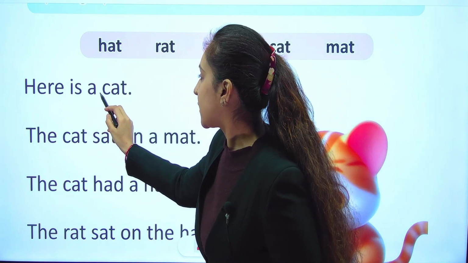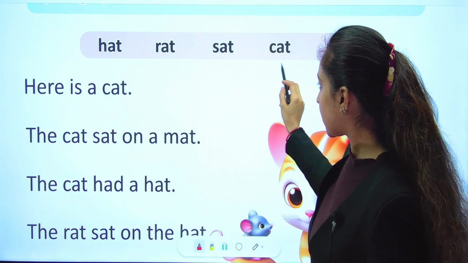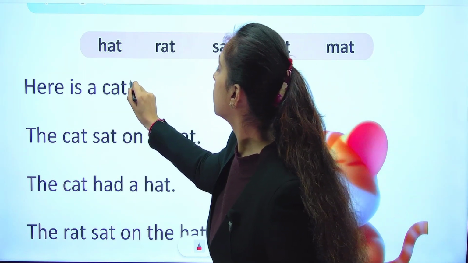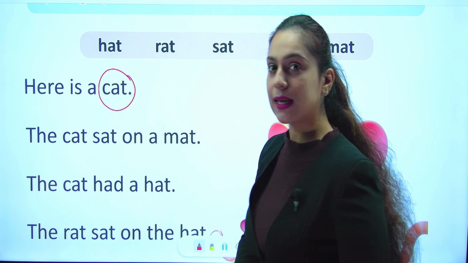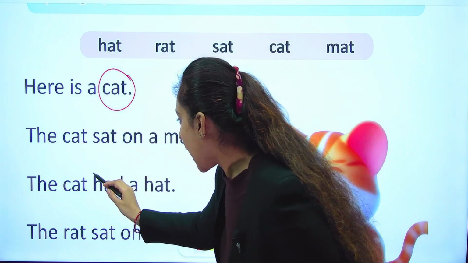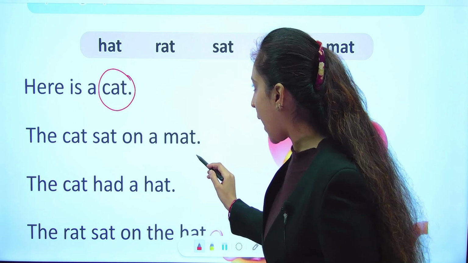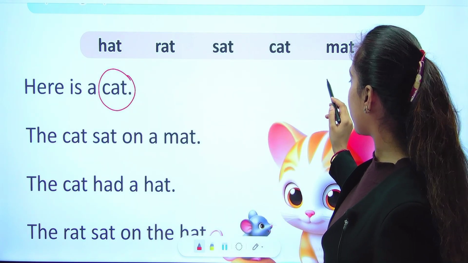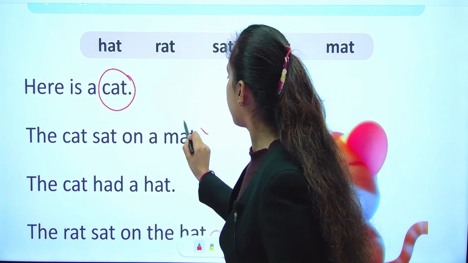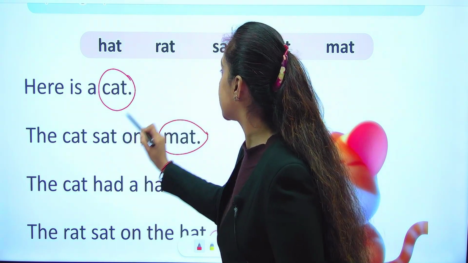Here is a cat. Where is cat? Oh yes, it is given. So circle this CAT, cat. The cat sat on a mat. The mat is given in the help box. Yes, MAT, mat, and also SAT, sat.